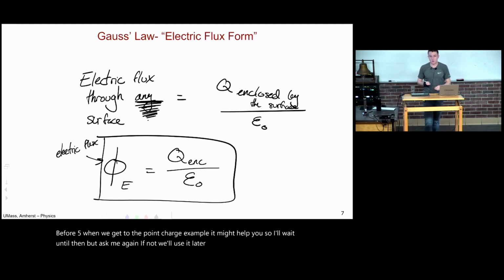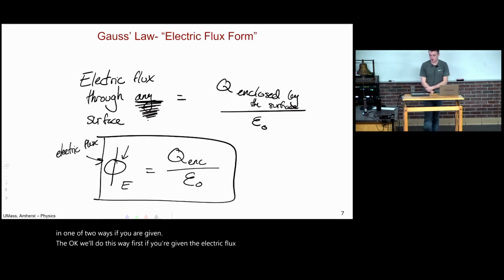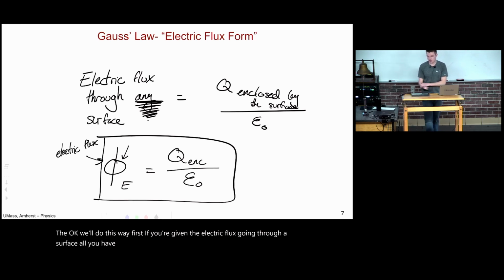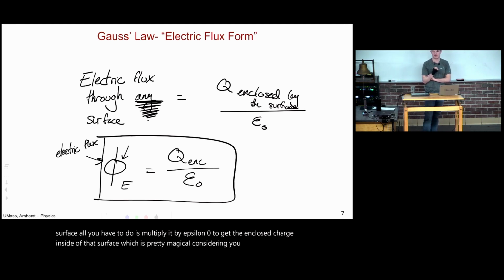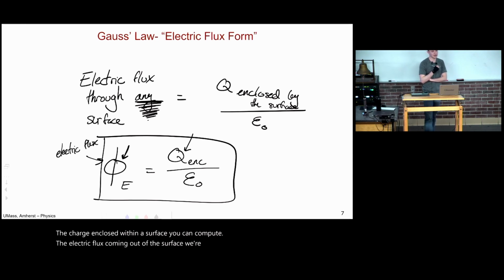So you can use this in one of two ways. Well, we'll do this way first. If you're given the electric flux going through a surface, all you have to do is multiply it by epsilon 0 to get the enclosed charge inside of that surface, which is pretty magical, considering you can do this for literally any surface you could possibly draw. The other way is if you're given the charge enclosed within a surface, you can compute the electric flux coming out of the surface. We're going to use that way second in some of our derivations.